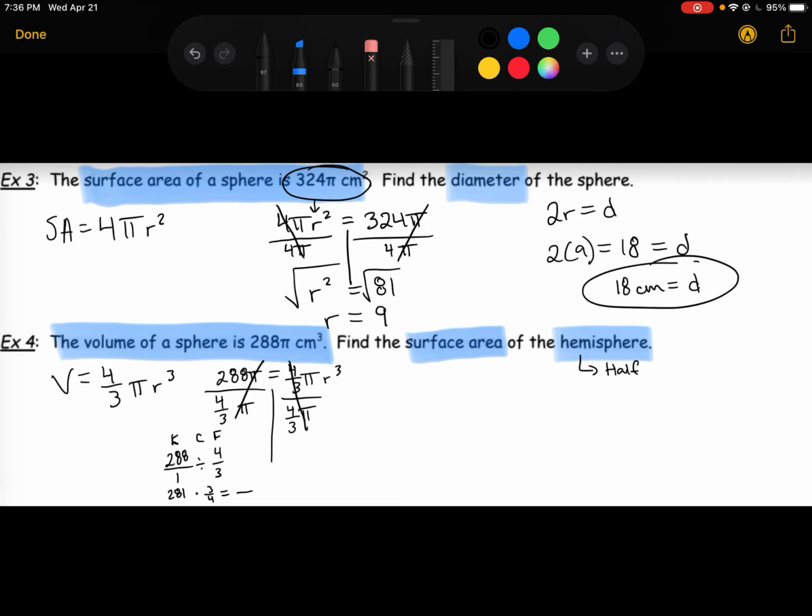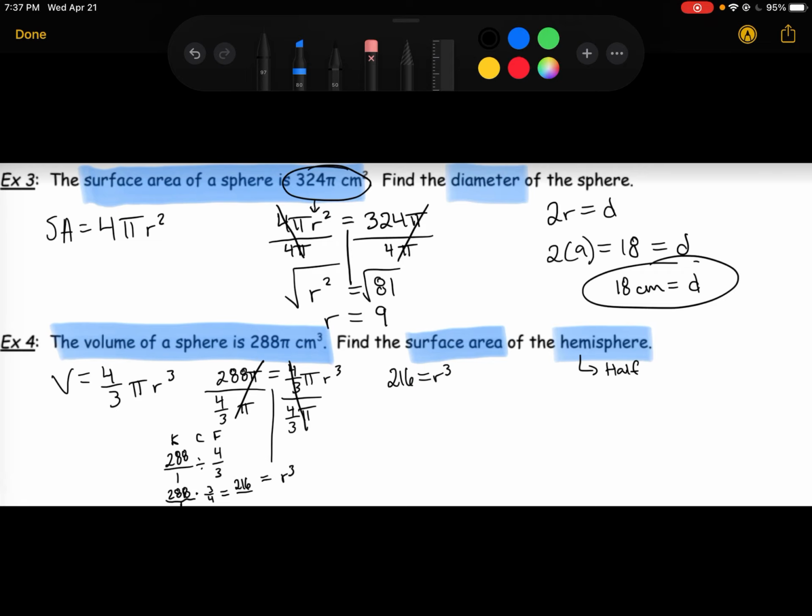So in this case, with fractions and division, we want to do KCF. So we'll leave this as 288 times 3 over 4. A little bit of fraction division review there from maybe a few years back. So 288 times 3 divided by 4 will get us a final answer of 216. So when we solve that full division problem, we have 216 is now equal to r cubed.